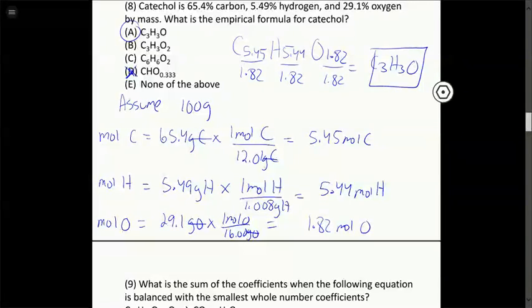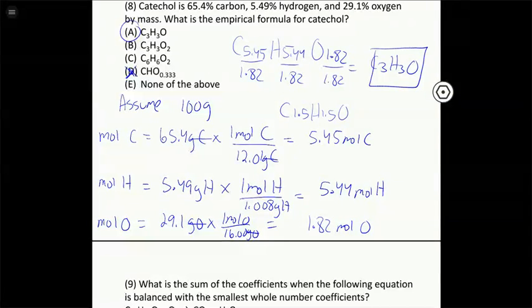A common mistake that people make in these problems is doing too much rounding. So in this case, it didn't really matter. As soon as we divide these, we get pretty much whole numbers, C3H3O. But let's say we had instead got C 1.5, H 1.50. Sometimes you'll divide these and you'll get fractions at this stage still. The biggest mistake people make is rounding these and saying, oh, that's going to be C2H2O. Remember, unless you're really close to a whole number, you don't want to round it. You want to multiply it by some factor.